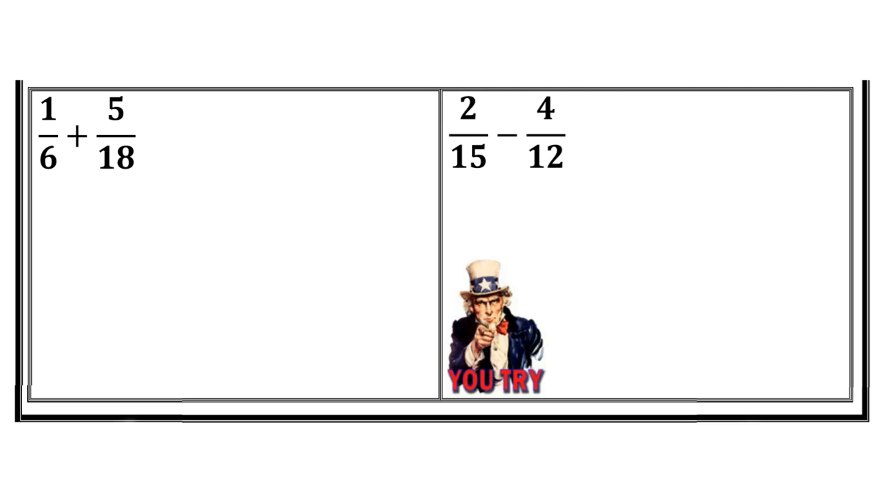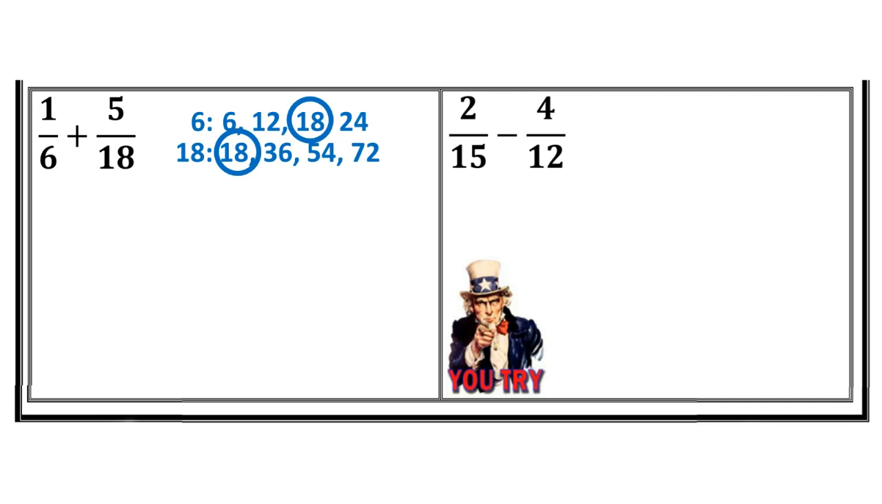Let's try one more together. I need to find a common denominator, so I take my two denominators and list out the multiples. It's just like skip counting, or use your calculator. 6 times 1, 6 times 2, 6 times 3, 6 times 4, 18 times 1, 18 times 2, 18 times 3, etc. Find the smallest number in both lists. In this case, 18.